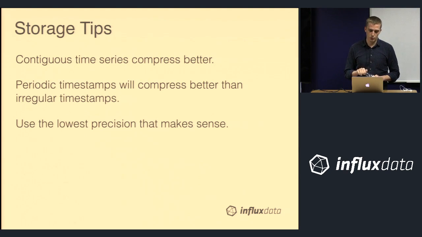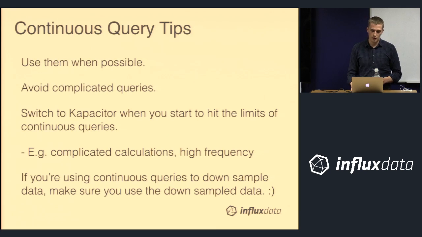And for timestamps, I think we already talked about this, but basically you're going to want to use the lowest precision you can that makes sense for your use case. So if you're sampling on 10-second intervals, use second level precision. And also, periodic timestamps will compress better than irregular timestamps. Again, it's just different encodings that it uses under the hood.